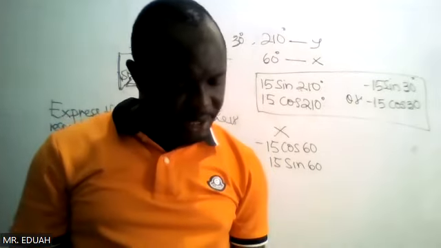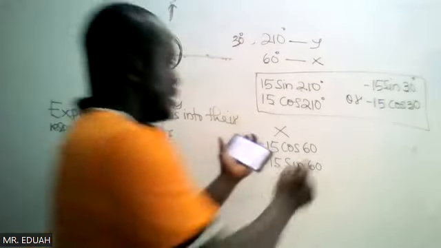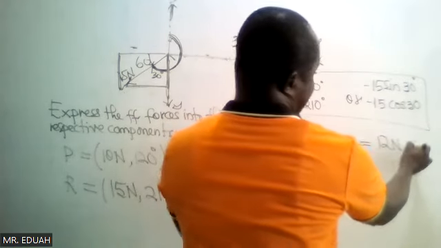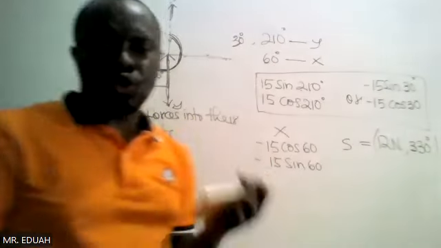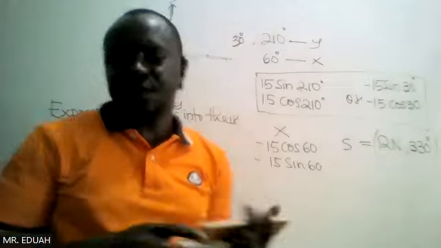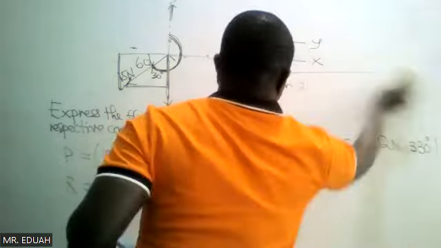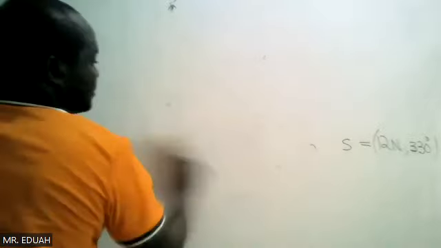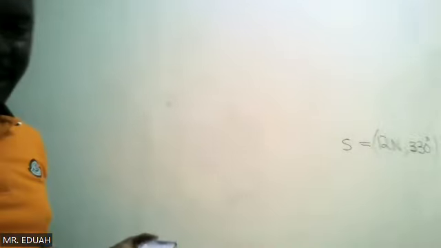Okay, so the last try is that this time you are resolving S equal to 12 Newton acting at 330 degrees. Please consider the two possibilities to see if you get the same answers. The angle it makes with X, and the angle from the Y. Consider, start with 12 Newton acting at 330.